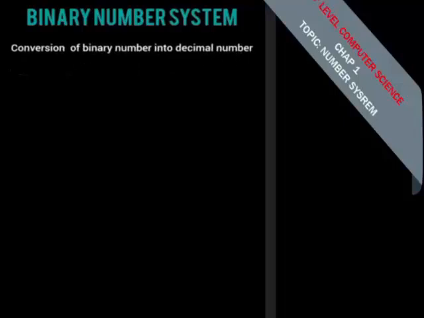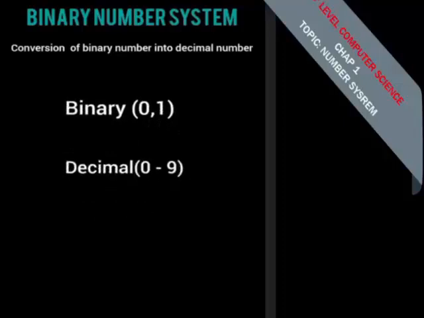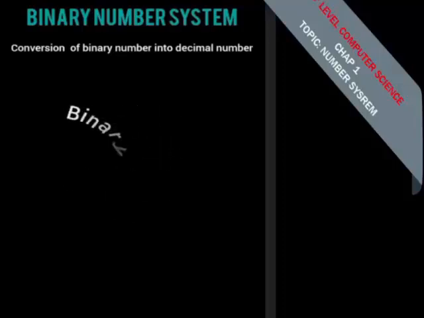Just keep it in your mind before getting started. The binary numbers are only 2, 0 and 1. That's why it has base 2. The decimal number system ranges from 0 to 9. That's why it has base 10. Here the question is given in binary form, and you just need to convert this binary number into a decimal number. There are some steps for the conversion.